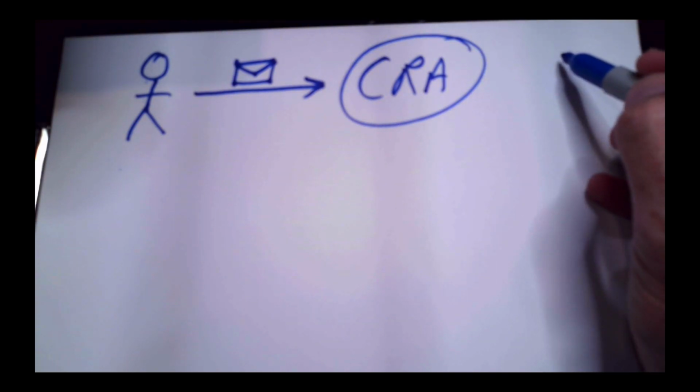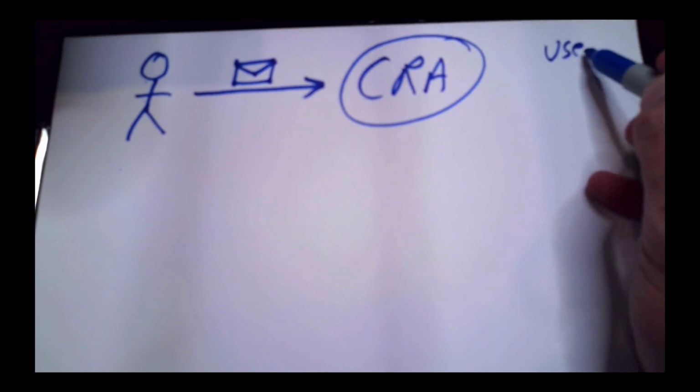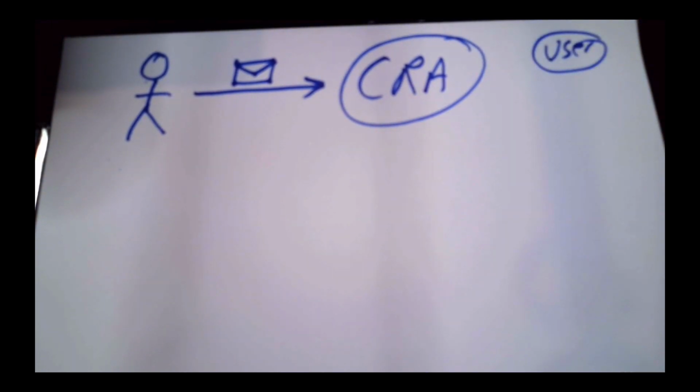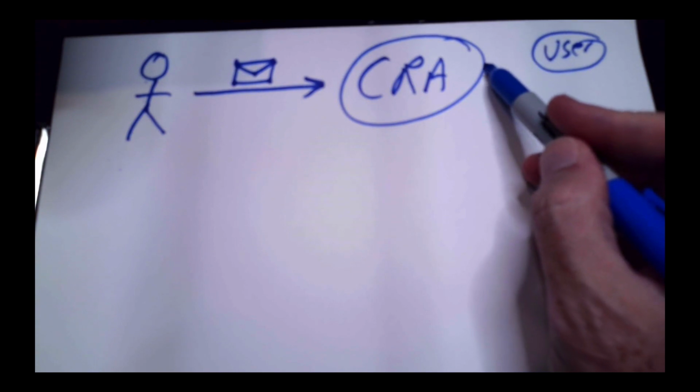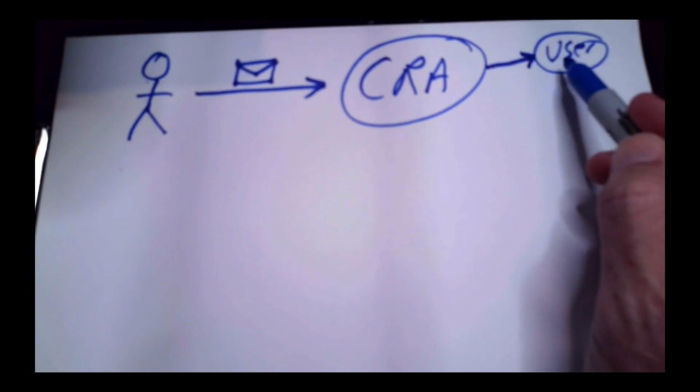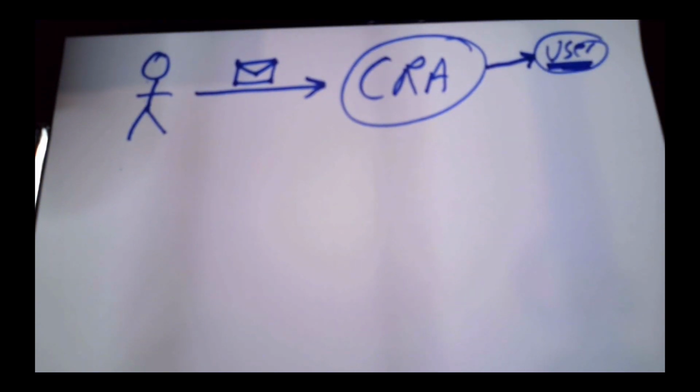So over here, we would have a user. So this could be a mortgage company or a car finance company. And they get your credit report, so the CRA sends your credit report to them, and the user uses it to decide whether to give you a loan or reject you or give you a job or whatever the purpose of the credit report is.